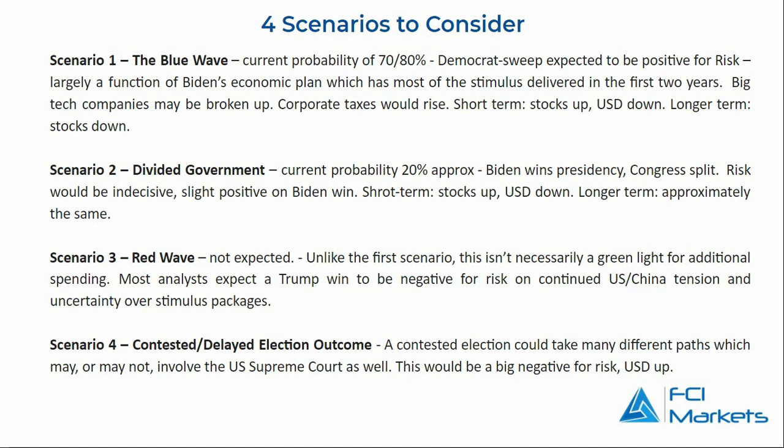And then the worst outcome would be a contested election or delayed election outcome. Okay, this could take many different paths. It could involve the U.S. Supreme Court as well. If you remember Al Gore and George Bush Jr. back in the year 2000, there was a contested vote count in Florida, and it took up to 1 month to actually understand who the winner was. So this would drag on the uncertainty, and this would be a big negative for risk, and the dollar and also the yen would probably benefit from the risk-off scenario.